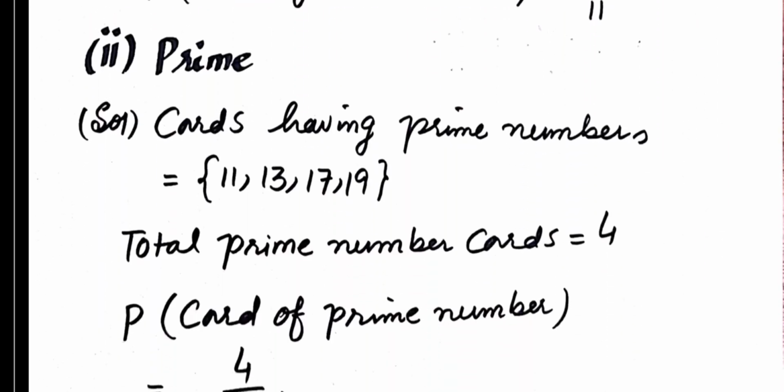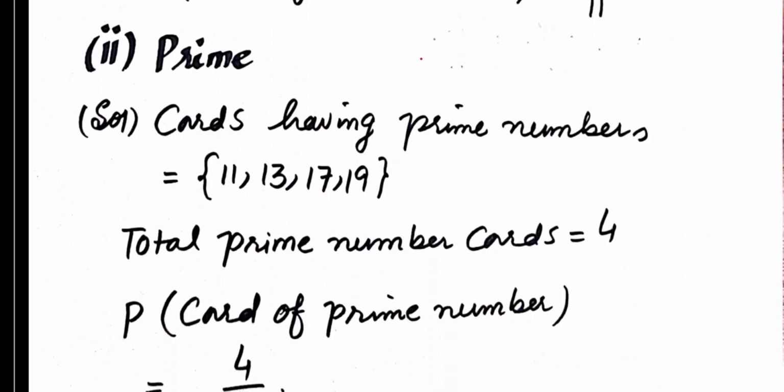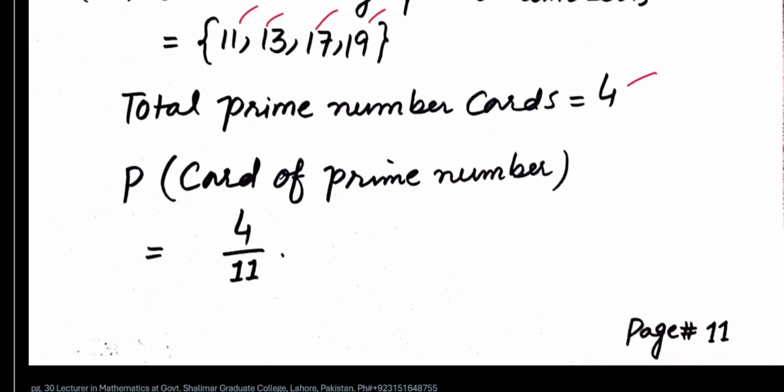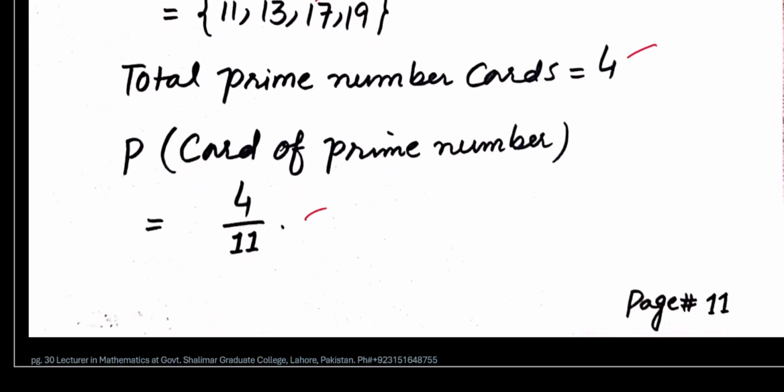Probability of prime number. Prime numbers from 11 to 21 are: the first prime number is 11, second is 13, third is 17, and fourth one is 19. So total prime numbers are 4. So probability of a card of prime number is 4 over 11.